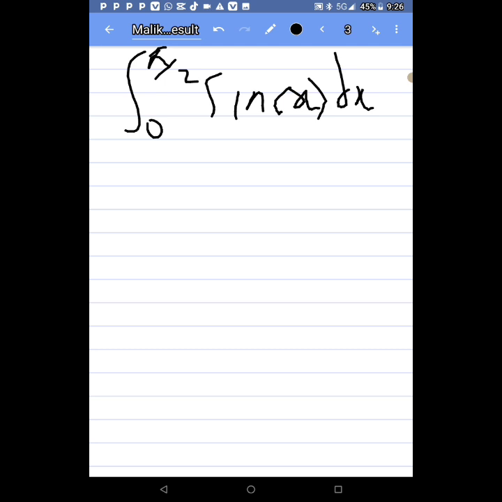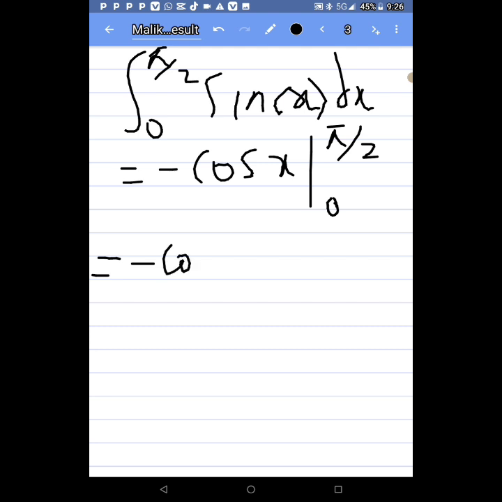So what do we do now? Let's integrate sine x. Differentiation of sine is cos. Differentiation of cos is minus sine. So integration of sine will be minus cos. So this will now be minus cos x from 0 to pi over 2. Substitute pi over 2 minus substituting 0, since this is a definite integral. So this will be minus cos pi over 2, then minus into bracket minus cos 0.